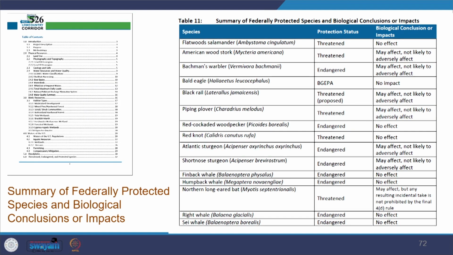Here you can see how, from the same project, I have taken a snip. You can see the summary of the protected species, what the protection status is, and what kind of biological conclusions or impacts one is drawing. For this flatwoods salamander, you will have no effect. For the American wood stork, you may affect, but not likely to adversely affect. So on, that entire summary is prepared.